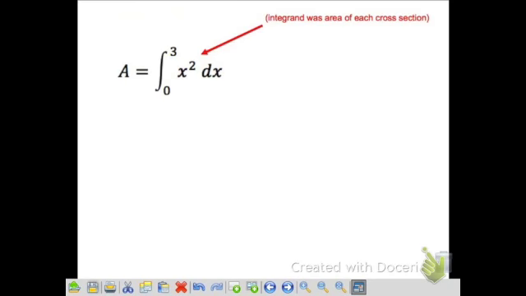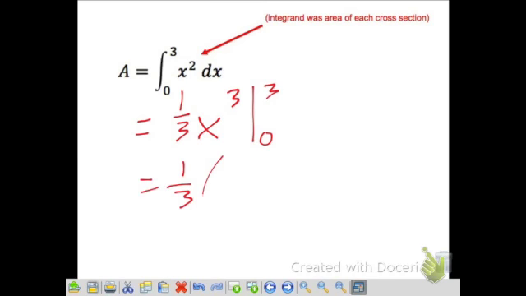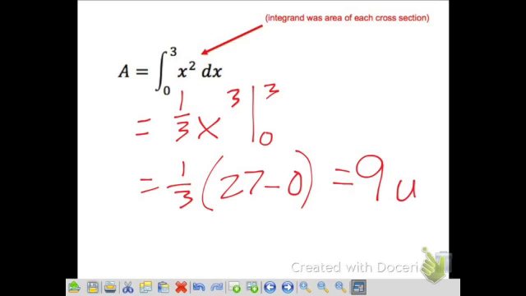Working this out, take our antiderivative from 0 to 3, which is going to give us 1/3 of 27 minus 0, which is equal to 9. Now, they didn't give us units, but just remember that this is volume, so if they had given us units, it would be units cubed.